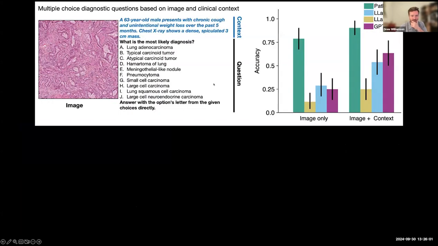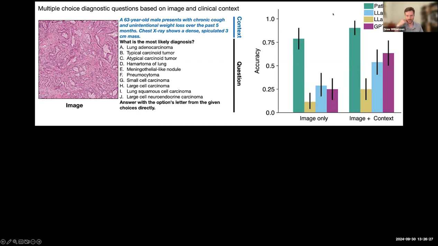All right. So this is just another example of the multiple choice questions. When we evaluated those, we found that PathChat, our model, did better than the competitors, thankfully. What made a lot of sense to me was that when we tested with just the image and the multiple choice questions, the models did better when we had added some additional context, which makes perfect sense to me.